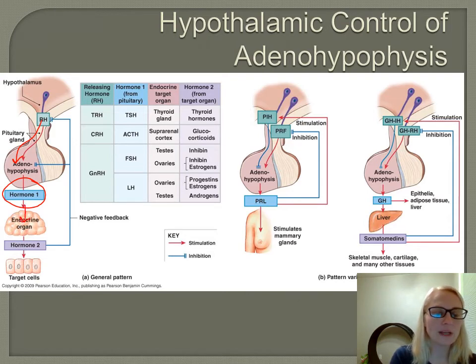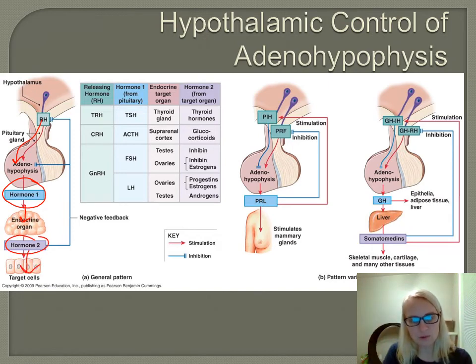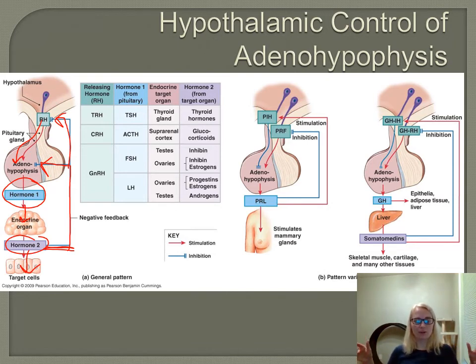Hormone 1 goes to its target out in the body, releasing hormone 2 to then go and do its thing, right? So this is one complex reflex: a hormone telling a gland to release a hormone, telling a gland to release a hormone. In this particular case, though, that second hormone, the one that comes from the targeted endocrine tissue, can function as a negative feedback to the anterior lobe itself, as well as the hypothalamus.